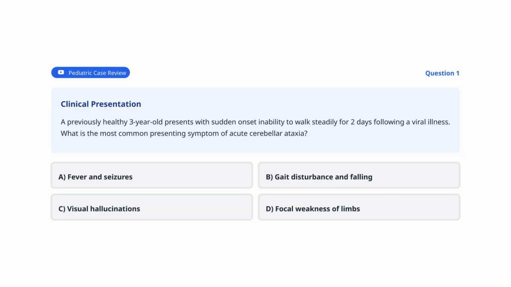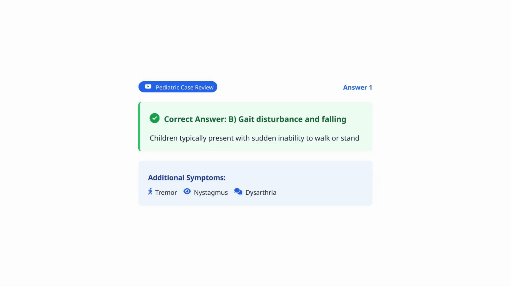A previously healthy 3-year-old child presents with sudden onset inability to walk steadily for 2 days following a viral illness. What is the most common presenting symptom of acute cerebellar ataxia? Is it A. Fever and seizures, B. Gait disturbance and falling, C. Visual hallucinations, or D. Focal weakness of limbs? The correct answer is B.